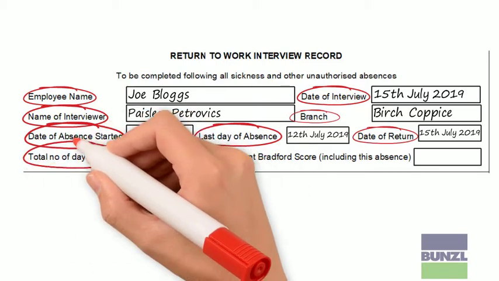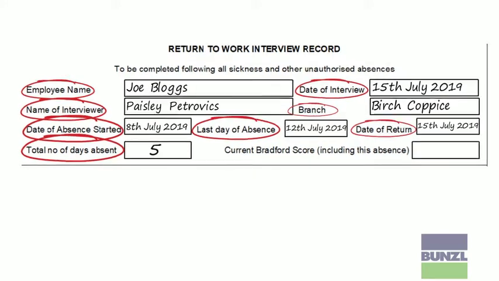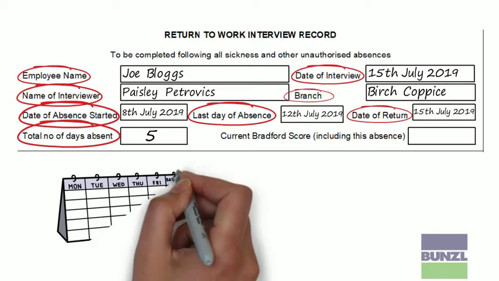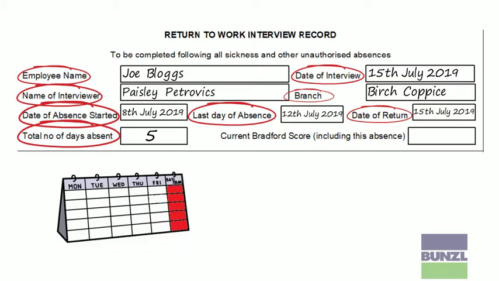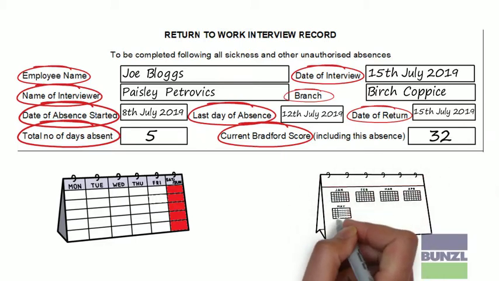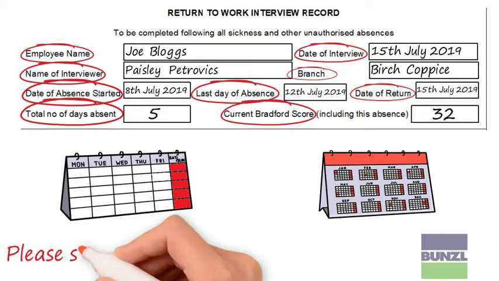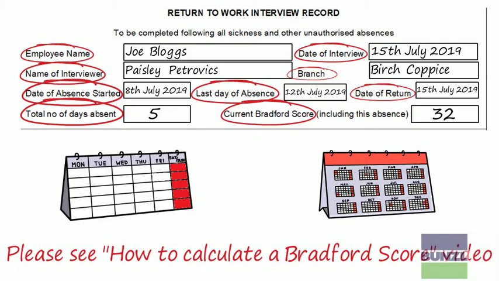Total number of days absent. This is the total number of working days that the employee has been absent from the business. Therefore, this would not include any weekends or weekdays that the employee is not contracted to work. Current Bradford score. The Bradford factor score entered here needs to be calculated over the past rolling 12 months. Ensure you include the most recent absence in this calculation. Please see video on how to calculate a Bradford score.